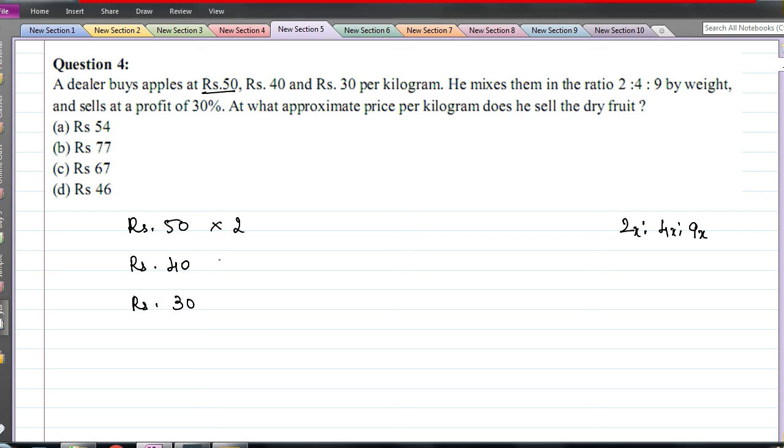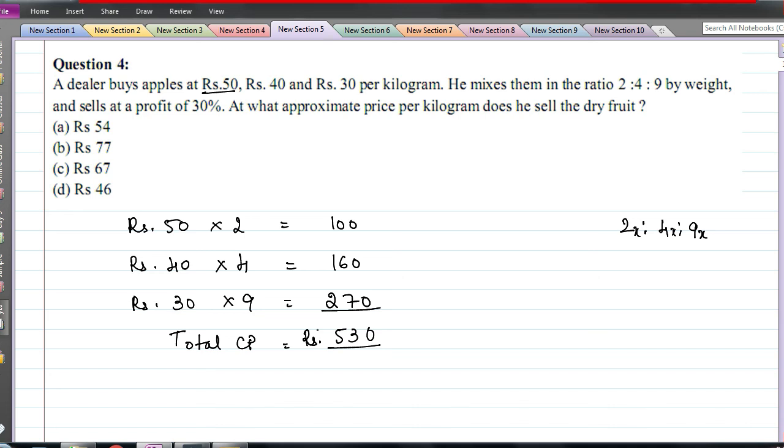So 2 kgs of first quality, which is 100 rupees. 4 kgs of this quality, which is 160. And 9 kgs of this is 270. This is the total cost price of the seller. Now, what is the selling price? He is making 30% profit. Therefore, 30% of that quantity needs to be added, for which multiplying factor is 1.3. If you don't know what is multiplying factor, I have mentioned the link to one of our previous videos where this multiplying factor is explained clearly. Please go through that. So this is your selling price.